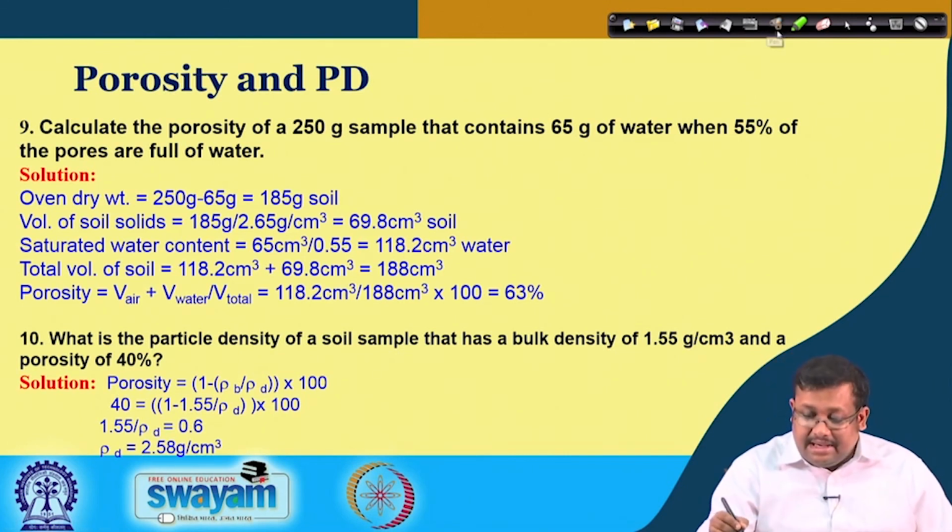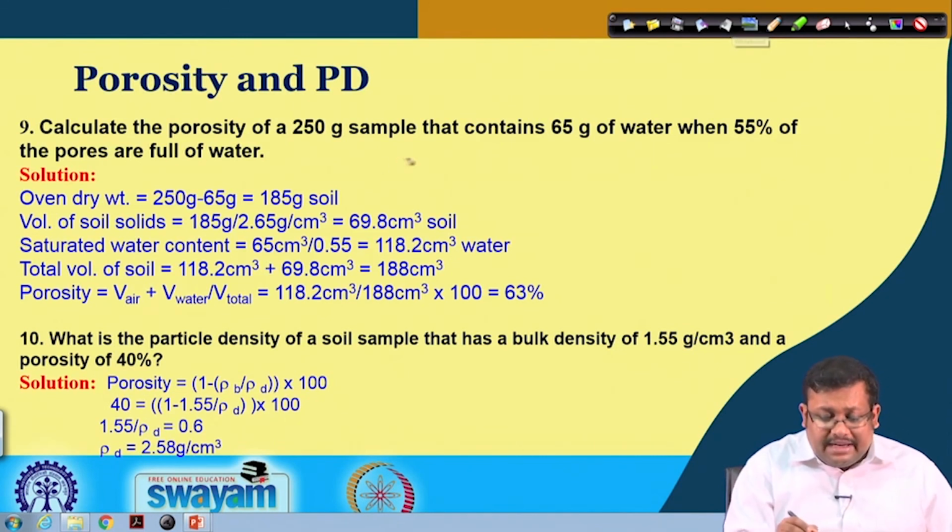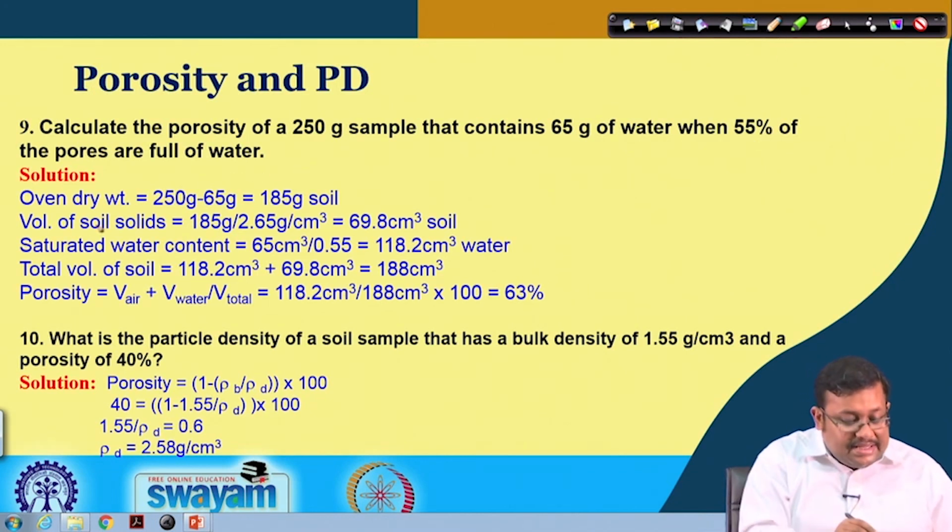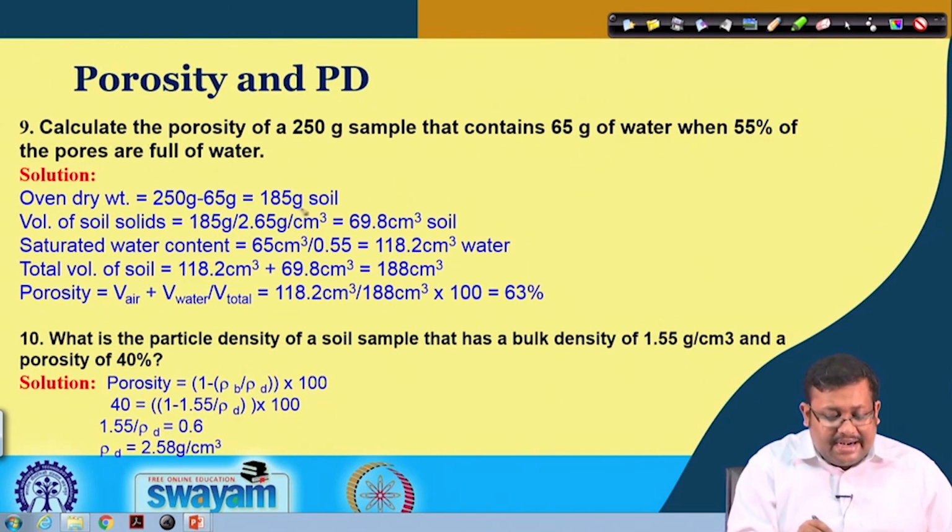The last two questions are here. Calculate the porosity of a 250 gram sample that contains 65 grams of water when 55% of the pores are filled with water. You can see here the oven dry weight is 250 gram minus 65 grams. So, it is 185 grams of soil. Volume of soil solids is 185 gram over 2.65 gram per cc. So, it is 69.8 cubic centimeter. Saturated water content is 65 cubic centimeter over 0.55. So, it is 118.2 cubic centimeter of water. Total volume of soil, obviously, is the volume of water content and volume of soil solids. So, the total is 188 cubic centimeter.